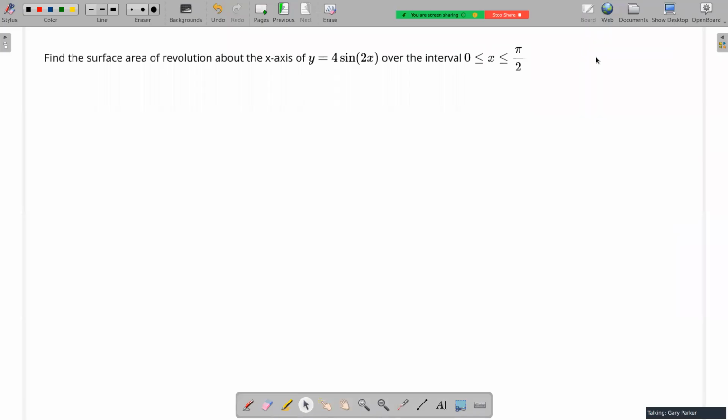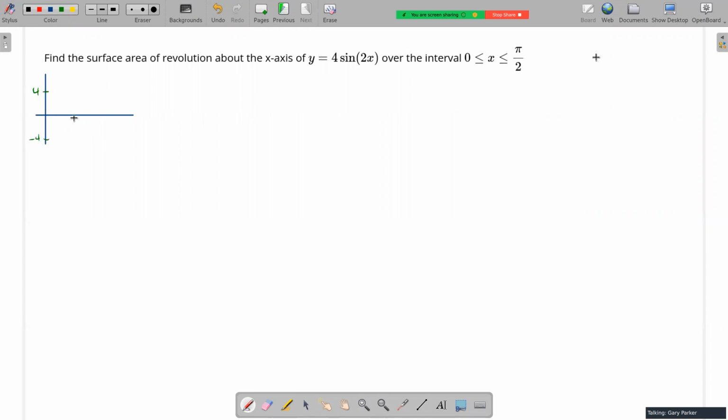All right, let's find a surface area of revolution. First, it'd be a good idea to have a sketch of this. So we have 4 times the sine of 2x. The 4 is going to increase the amplitude, so we're going to go up to 4 here, go down to -4 over here.